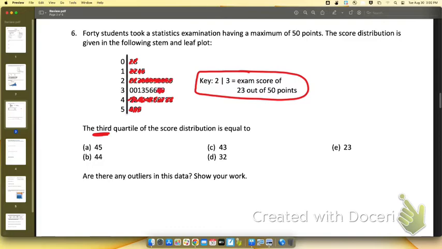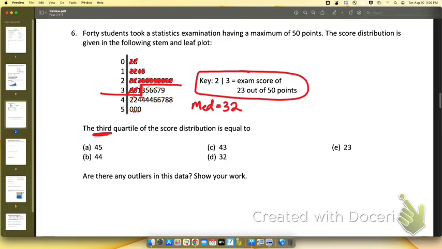Low, high. Low, high. Low, high. Okay, here it is. So here's my median. It's in between the 31 and the 33. So that means that my median is 32. Now the third quartile is the median of the upper half.